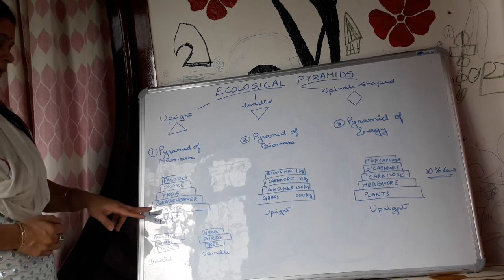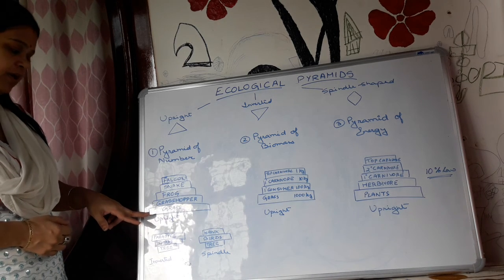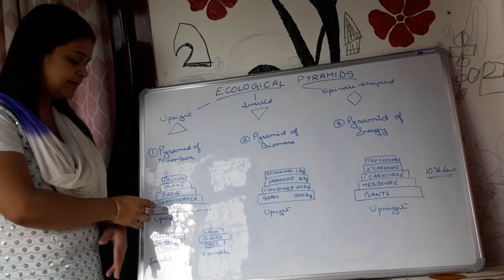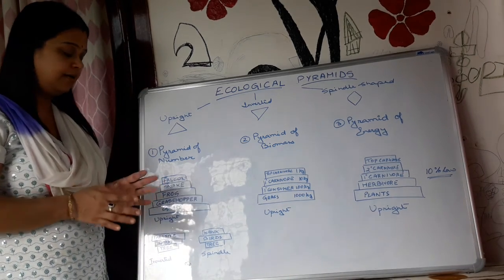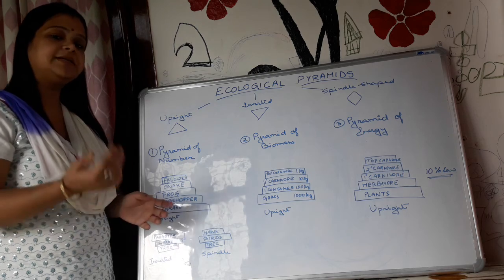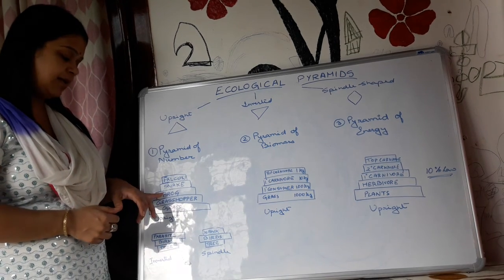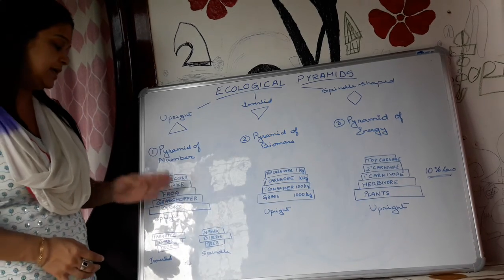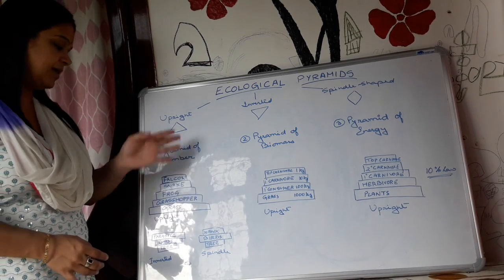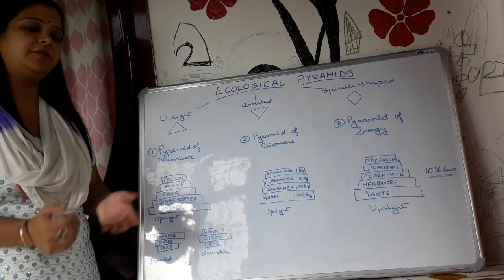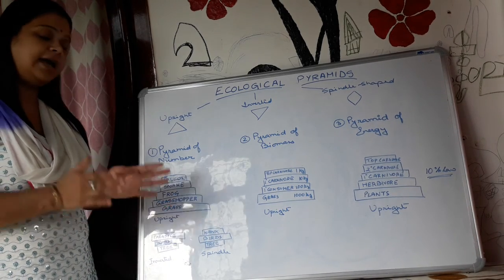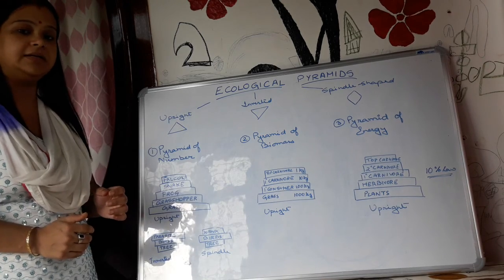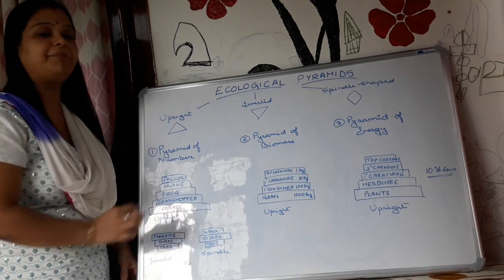Now for example, let's see this terrestrial ecosystem pyramid. Here the number of grasses is much more. These grasses are eaten by the grasshoppers, so the grasshopper number is comparatively lesser than the grass. Then these grasshoppers are eaten by frogs, so their number will be even less. These are eaten by snakes, and then these snakes are eaten by falcons or peacocks. So at each trophic level the number of organisms decreases. That's why it forms an upright pyramid.